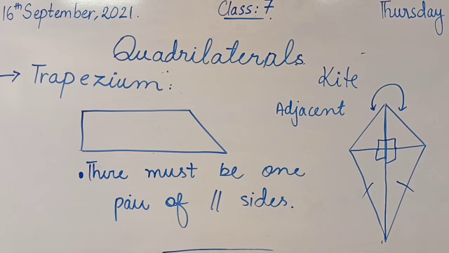Okay, so now students, your assignment is to write the properties of parallelogram, rhombus, trapezium and a kite. Draw the shape and then observe it and then write the properties in your own words.